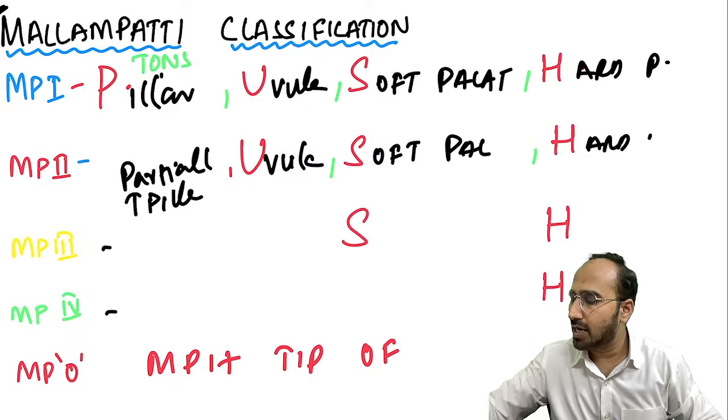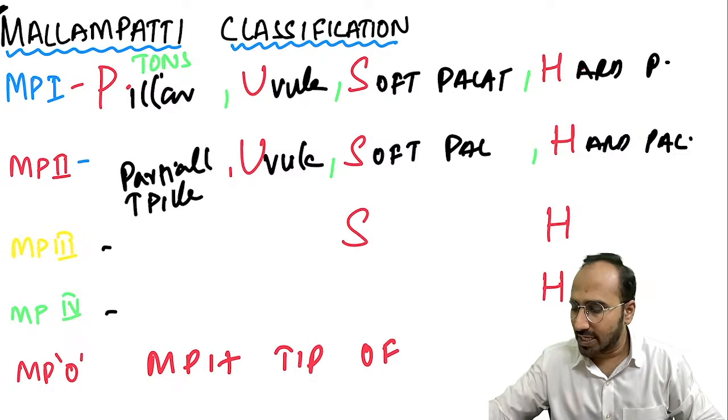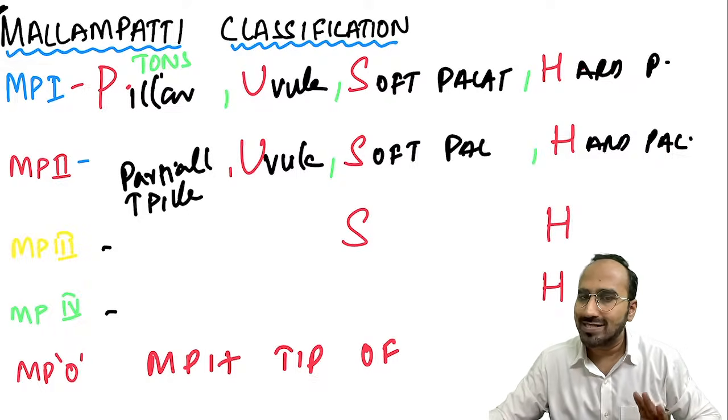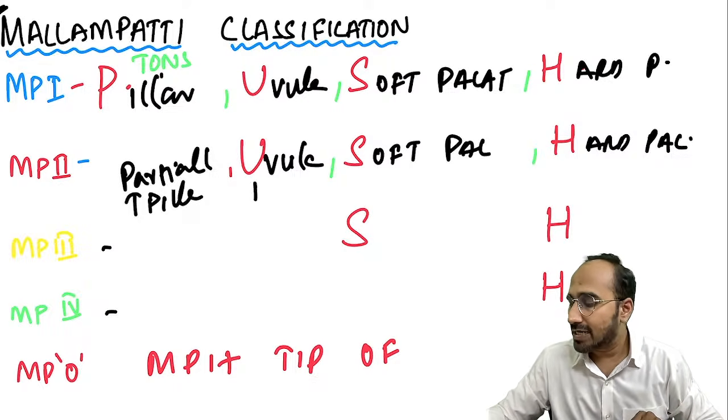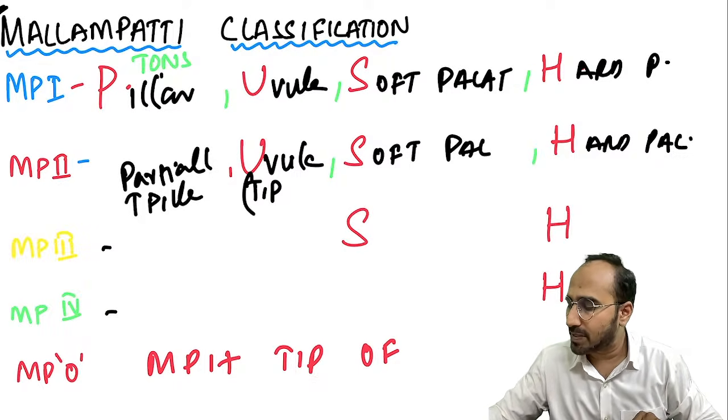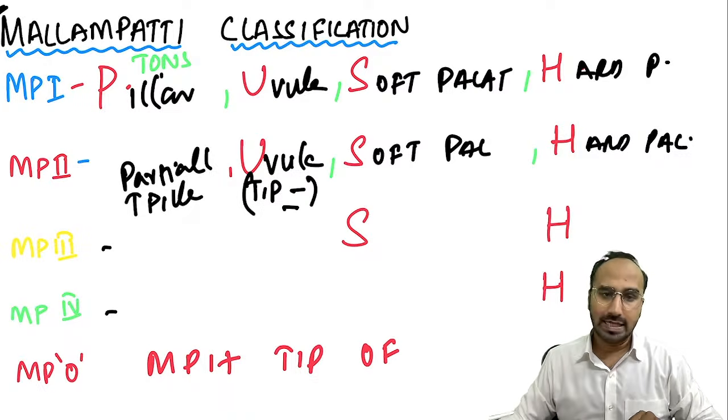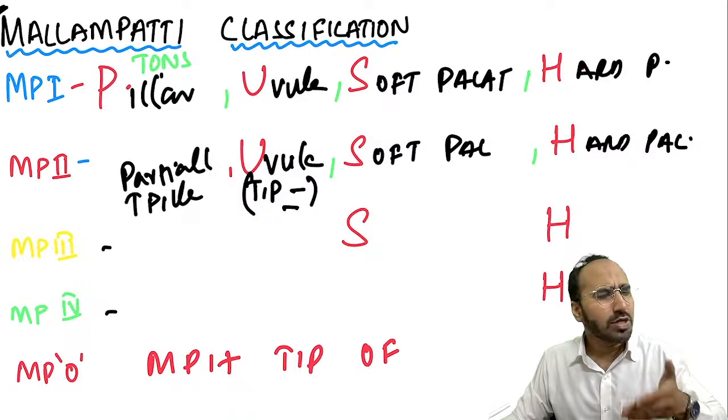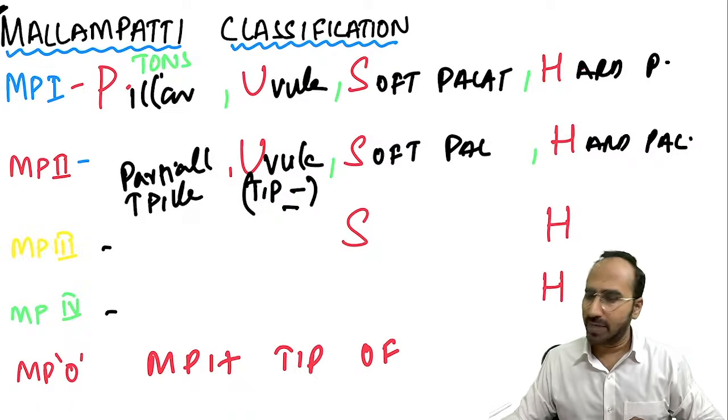But guys, remember, whole of the uvula is not seen. Basically you can see the uvula, but the tip of the uvula is not visible. So that is MP2. Again, this is also an easy airway. You can easily intubate the patient.